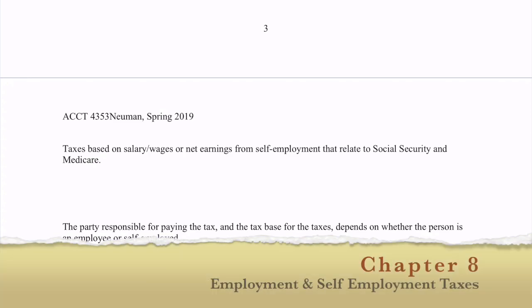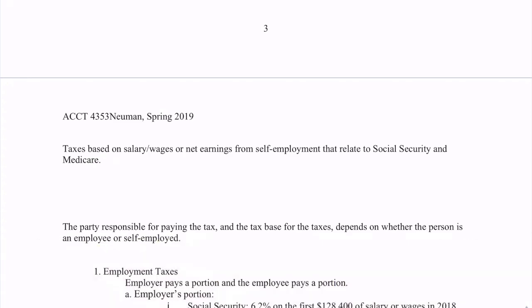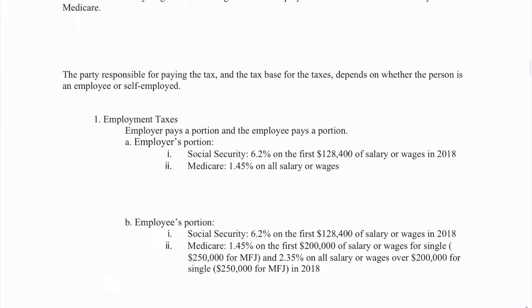Now we're going to move on and talk about employment and self-employment taxes. These are the taxes based on salary and wages or net earnings from self-employment that relate to Social Security and Medicare. You may be familiar with seeing these in your own paychecks in the past. Social Security is the basic pension coverage for retired and disabled people. Medicare is medical costs for qualifying individuals. Employment taxes like Social Security and Medicare are not deductible on the tax return.